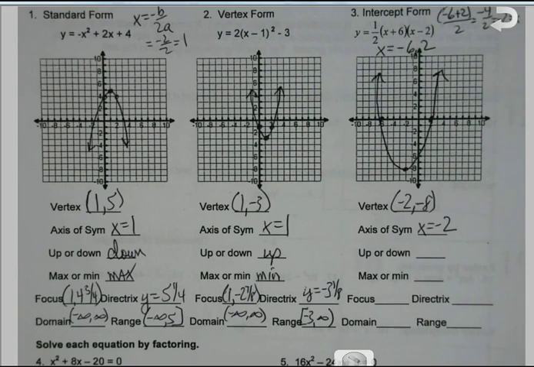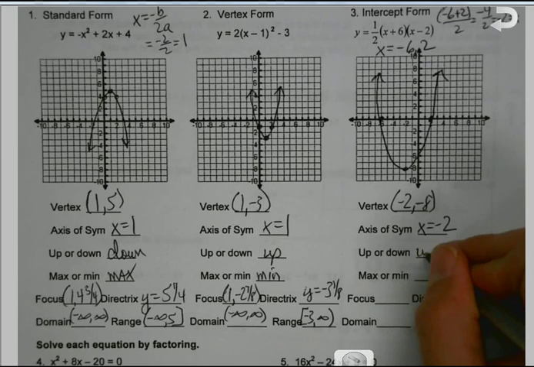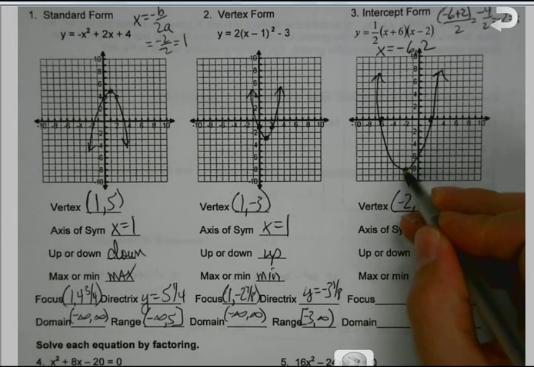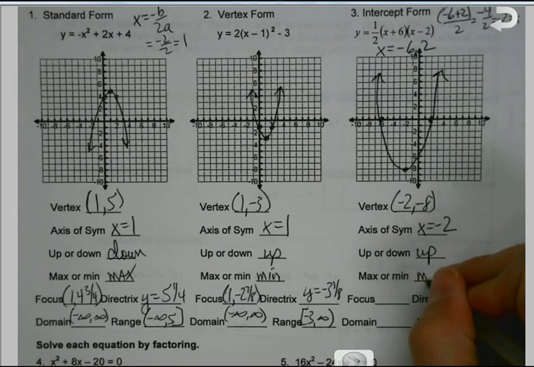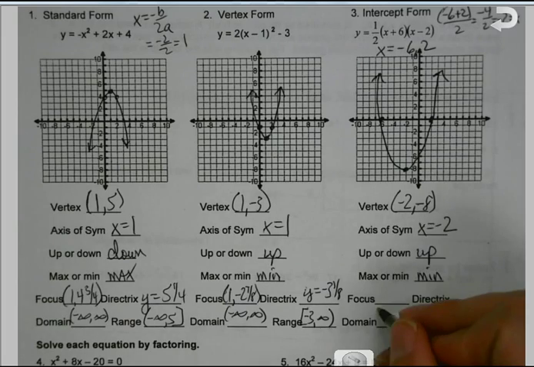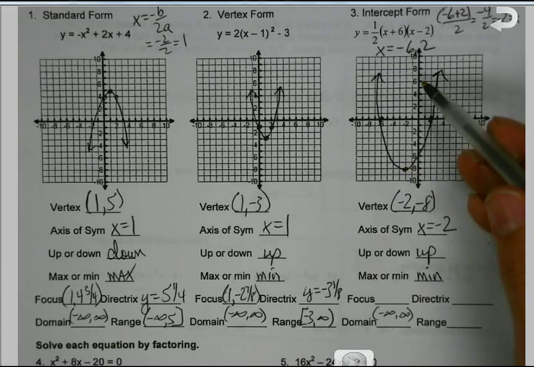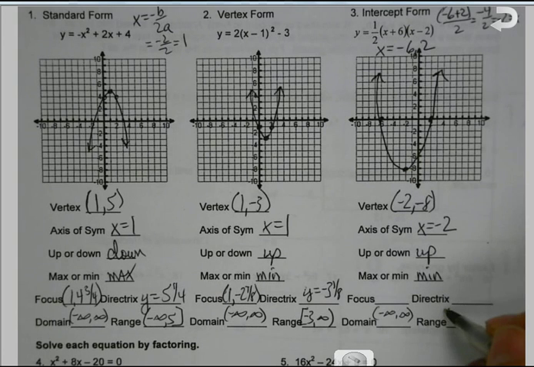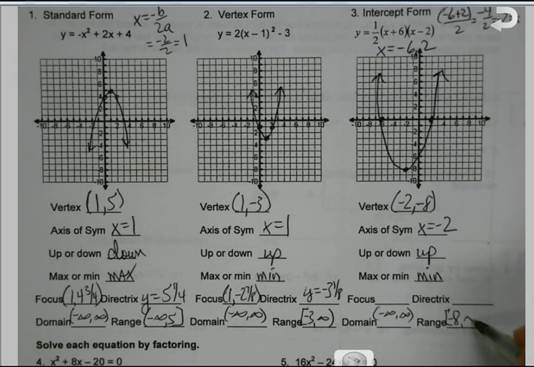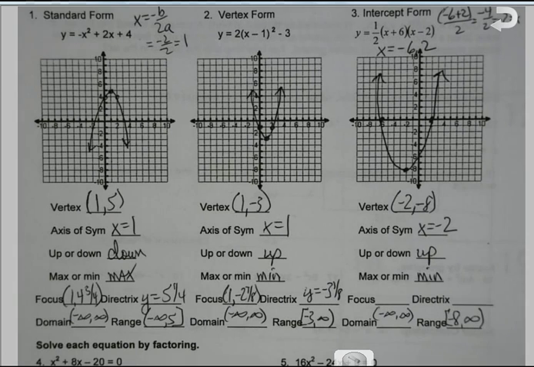As we can see here, our parabola is opening upward. Pretty easy to see. And then we have our vertex at the bottom, which means we have a minimum. Our domain continues to be -infinity to infinity. And since our graph here is going from bottom to top, our bottom point is at -8. And we're going upwards forever to infinity.